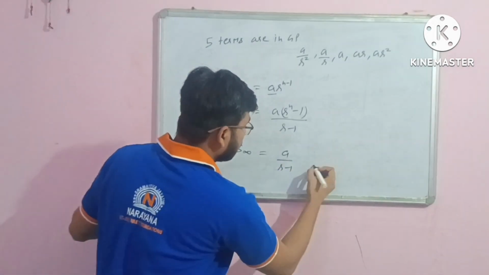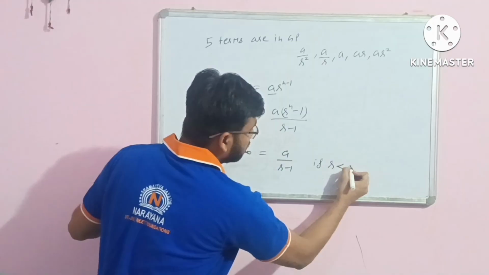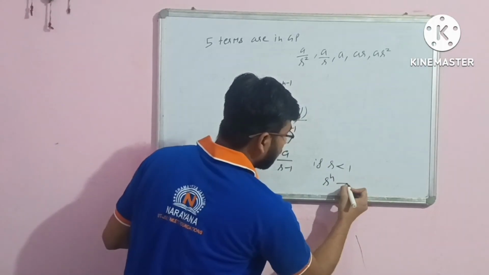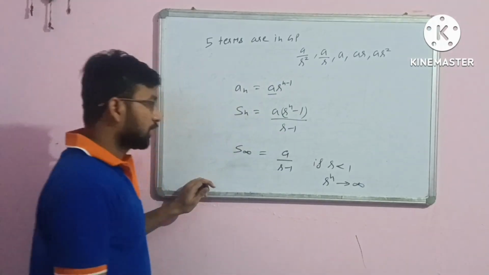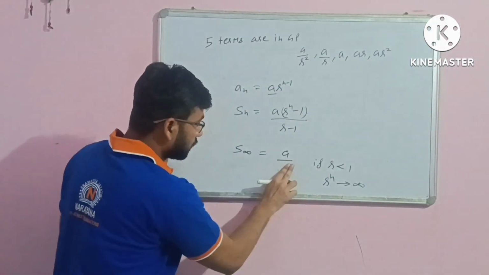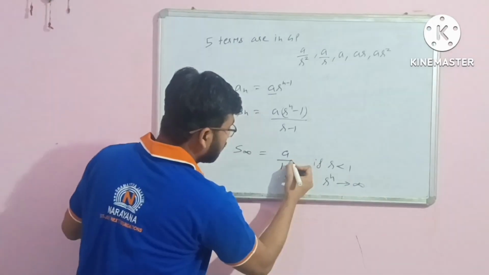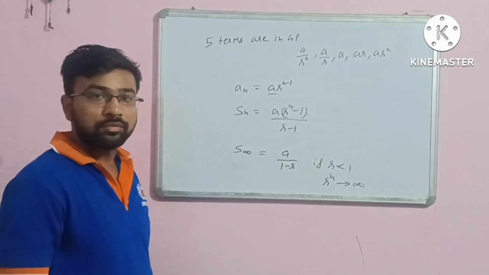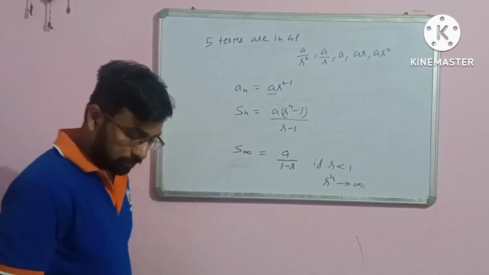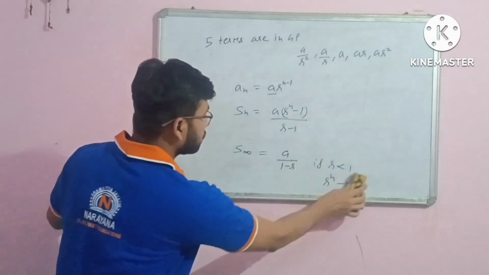And here, if r is less than 1, then in this case r to the power n tends to zero, so that's why this term will be neglected. So the formula becomes a upon 1 minus r. This is the formula if there are an infinite number of terms in GP.